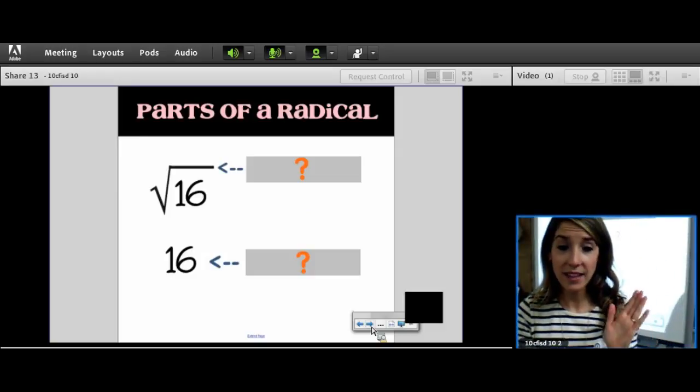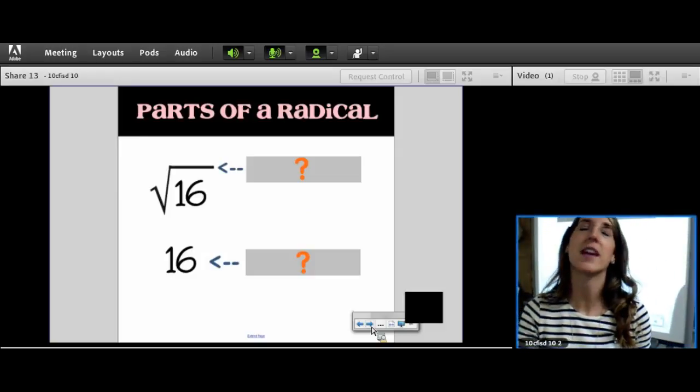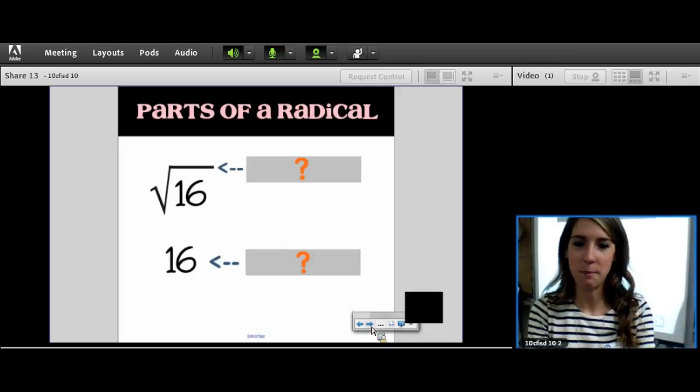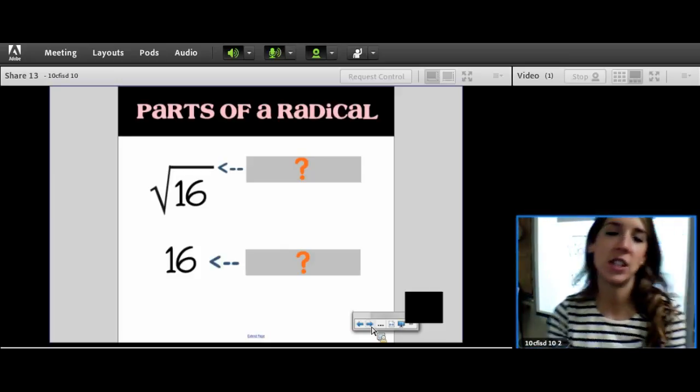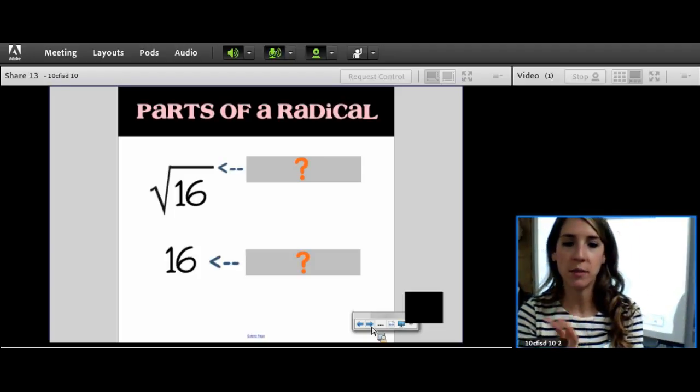Brand new unit, completely different from what we just finished with. You're going to be like, oh, thank goodness, math is back. Transformations are gone. We're going to start this unit by studying how to simplify radicals.